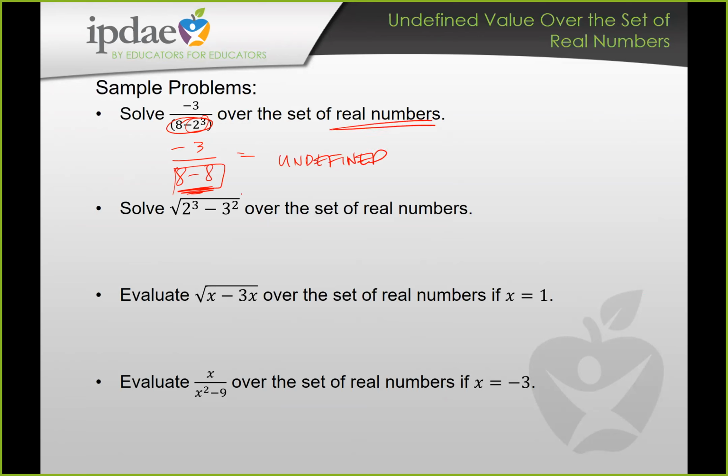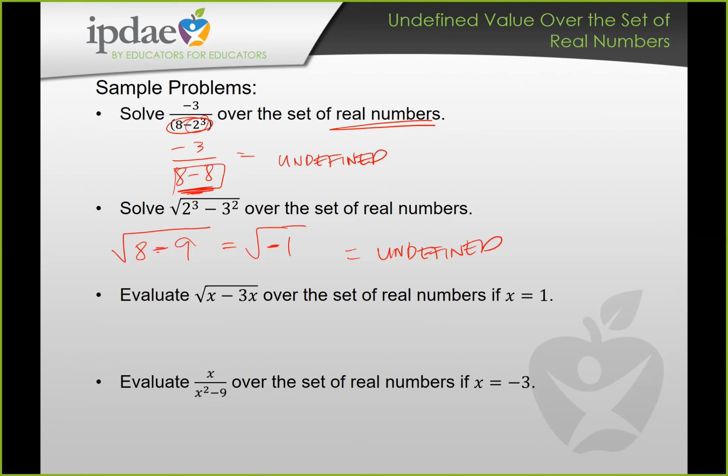So let's look at the second one. Again, let's evaluate the numbers underneath the radical symbol. 2 to the third is 8, and 3 squared is 9. So 8 minus 9 comes out to a -1 underneath the radical symbol. If you have a negative under the square root sign, that is not defined over the set of real numbers. So this is undefined. And then same thing here.